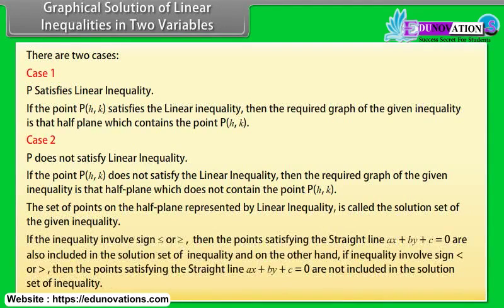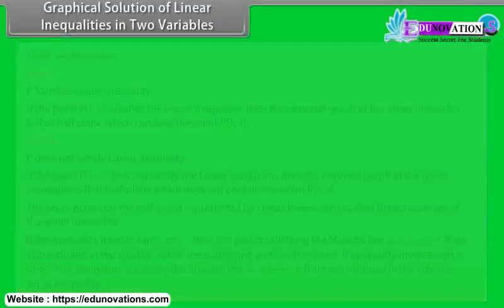If the inequality involves the sign less than or equal to, or greater than or equal to, then the points satisfying the straight line ax + by + c = 0 are also included in the solution set of the inequality. On the other hand, if the inequality involves the sign less than or greater than, then the points satisfying the straight line ax + by + c = 0 are not included in the solution set of the inequality.